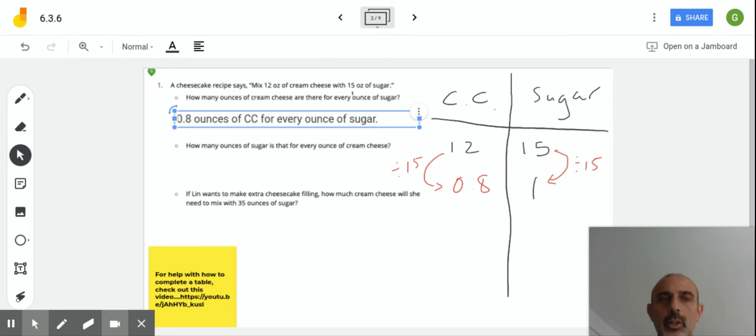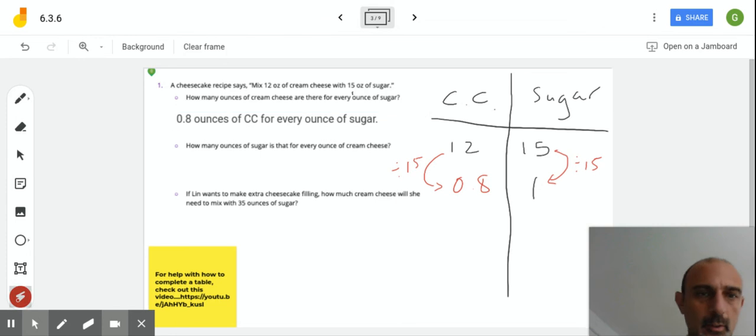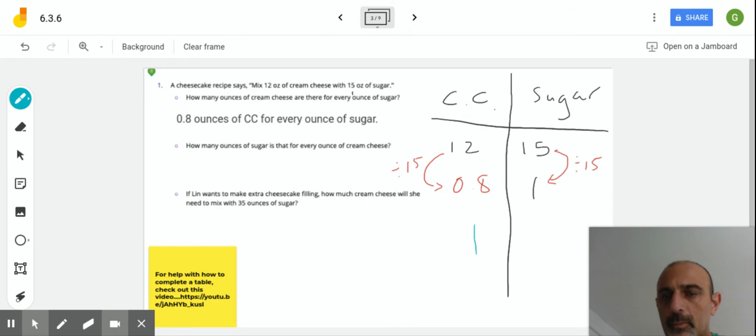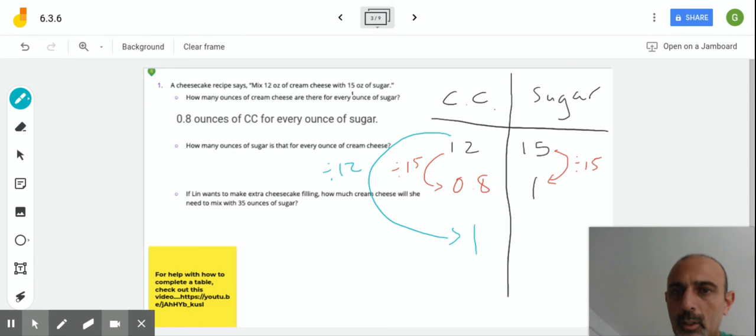So this is how we go from the word problem to the actual table itself. Now the second question is, how many ounces of sugar is that for every ounce of cream cheese? For every 1 ounce of cream cheese. So for this, I'm going to change colors. I like to color code a lot. And it's saying for 1 ounce of cream cheese. So now I'm going to start at my 12 and ask, what do I do to 12 to get to 1? I divide by 12. So I have to do the same thing for 15. I have to divide by 12. And 15 divided by 12 I know is 1.25.